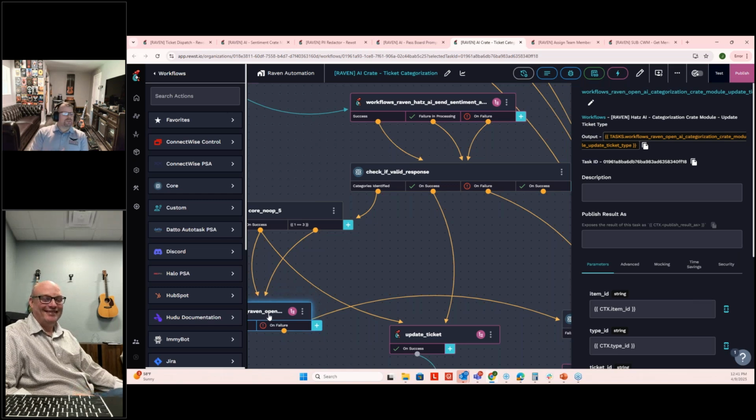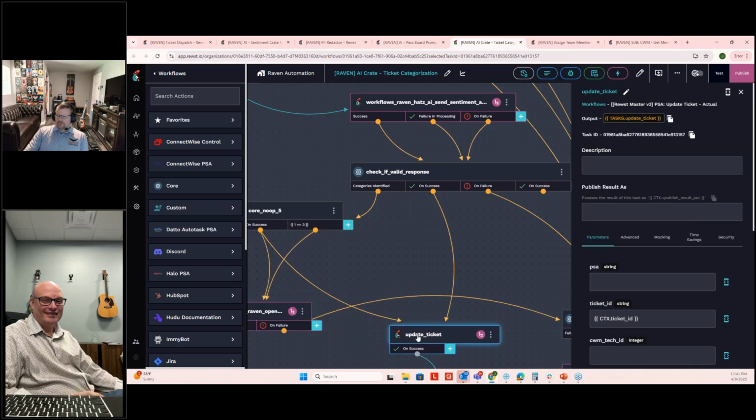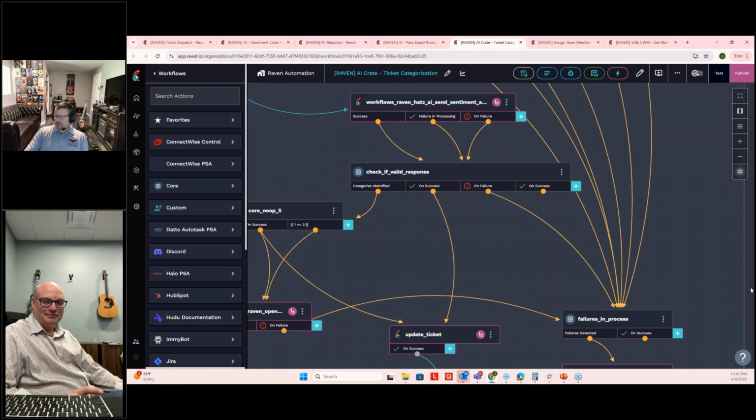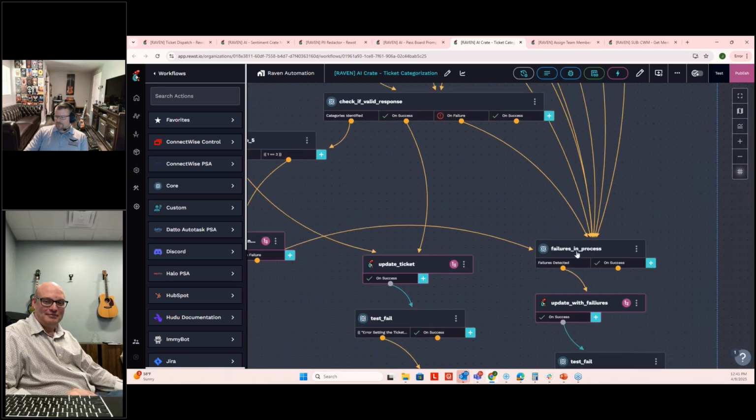So, after we have determined which categories we should have, now we run the appropriate actions to set those categories. Of course, if we have an issue, then we'll update the ticket with any issues that are related to the categorization side. If anything failed, we will update the ticket with failures.